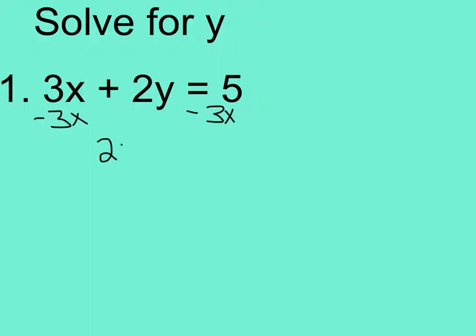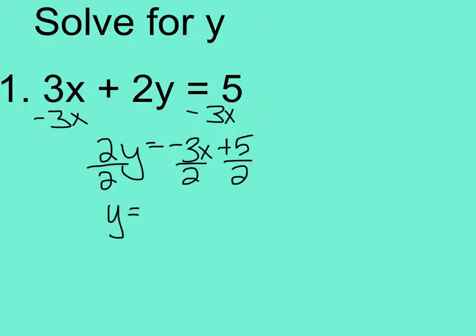So we have 2y equals, and remember we want to put the x first because solving for y generally means putting it in mx plus b form. Y still has a 2 with it, so we have to divide everything by 2. So y equals negative 3/2 x plus 5/2 would be your answer for this one. Going over to number 2.